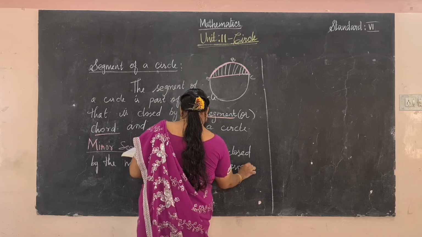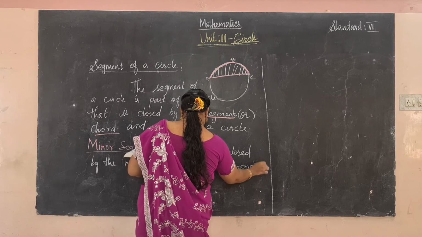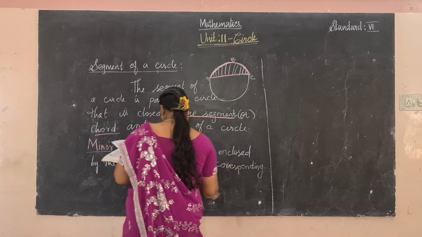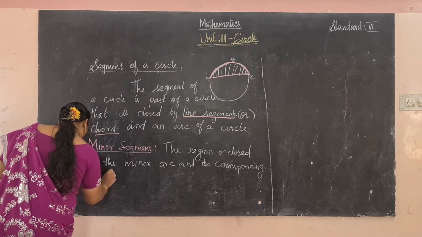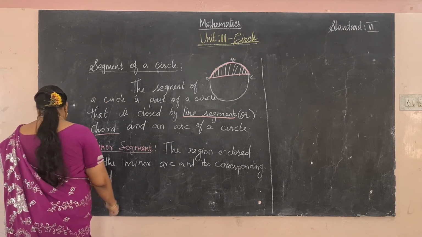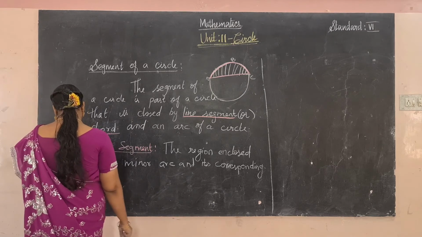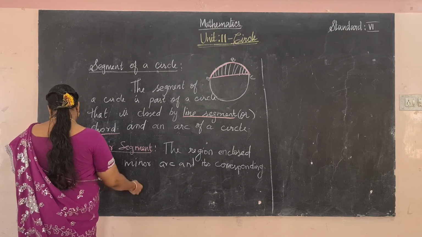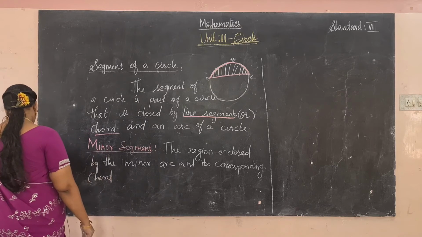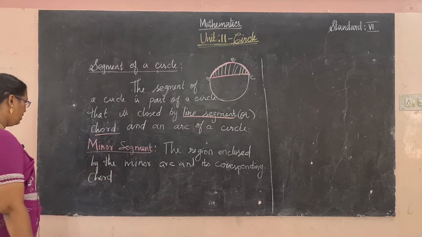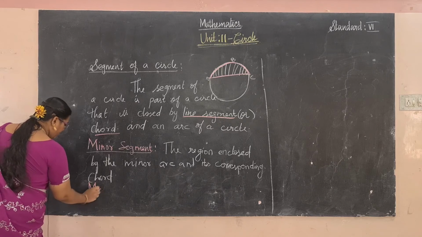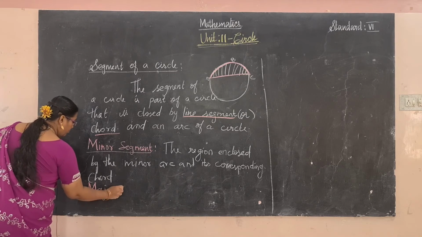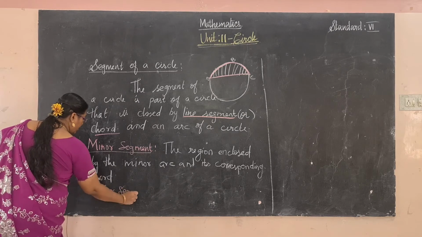Corresponding chord. It's called the minor arc. And next one, major segment.